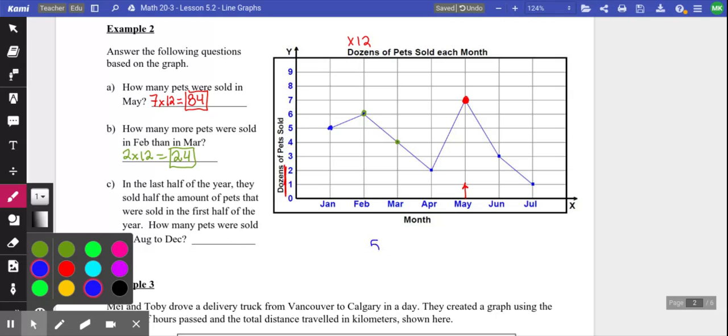So January was 5 plus 6 plus 4 plus 2 plus 7 plus 3 plus 1. That tells you how many pets were sold in dozens this year. That's 15, 13, 24, 27. That's 28 dozen were sold. If they said that they sold half the amount of pets, that means they sold 14 dozen. So 14 times 12 gives you 168. 168 pets were sold in the back half of the year.